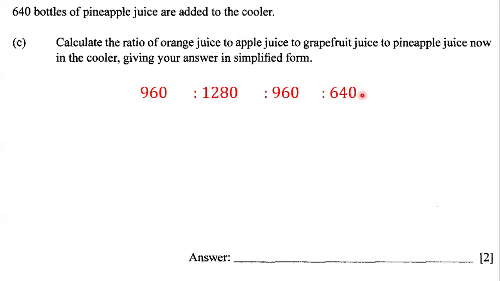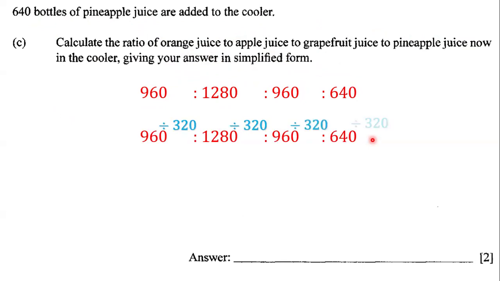But we have to simplify this ratio. So the first thing we're going to do is divide each term by 320. And so 960 divided by 320, 1,280 divided by 320, 960 divided by 320, and 640 divided by 320. And when we do that, we get 3 to 4 to 3 to 2. And so that means that the ratio of orange juice to apple juice to grapefruit juice to pineapple juice now in the cooler is 3 to 4 to 3 to 2. And that's our answer to this question.